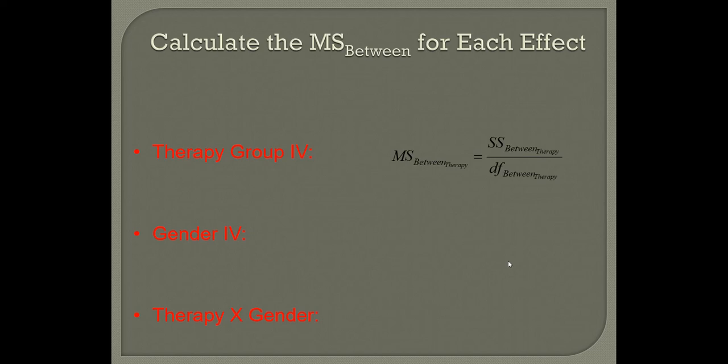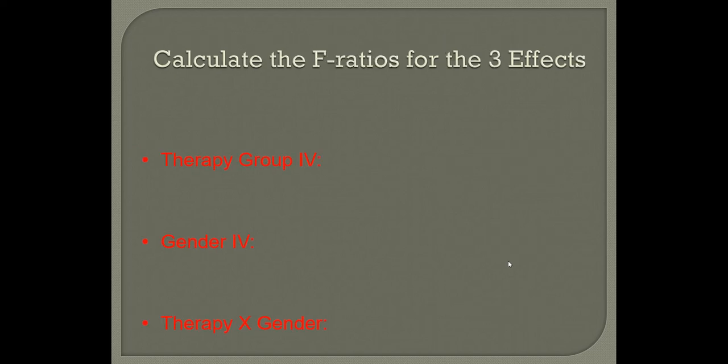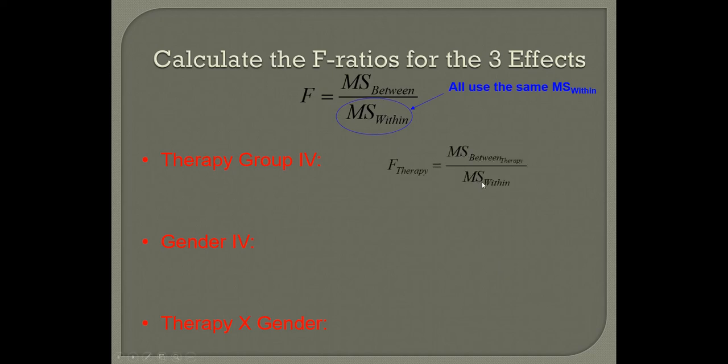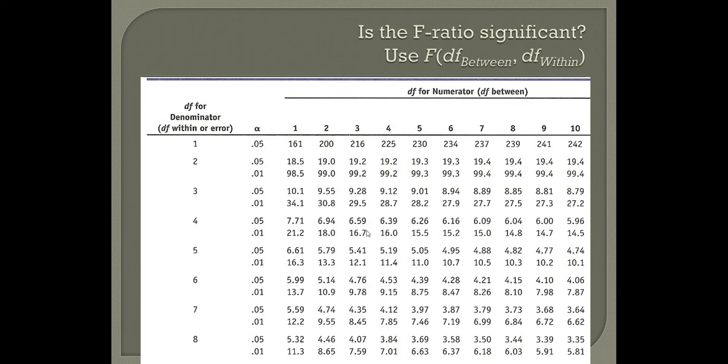And then once we do that, we're able to compute the F ratios, which are basically the MS between for each effect divided by the MS within. So that will give us the F ratio for therapy, the F ratio for gender, and the F ratio for the interaction. And this is really what we're going to use to determine the p-value.